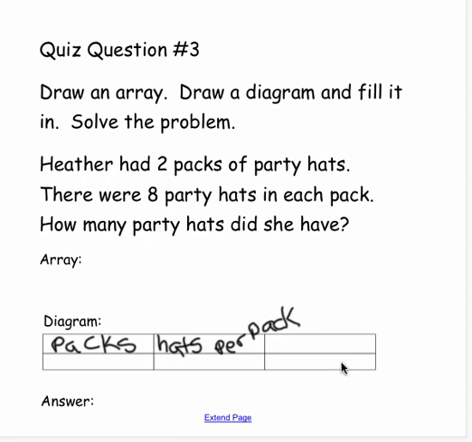And then you want to find out the total. How many total did she have? So we'll put total here. So again, I would like you to please fill in the diagram, draw an array, and then record your answer down here with a number model. Once you finish that, that is the end of your homework for today.